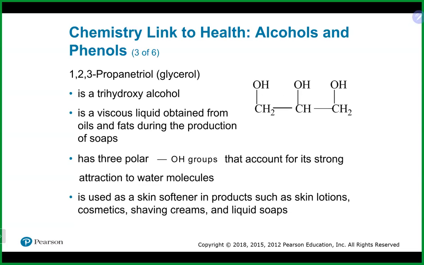Here are some other alcohols. Some alcohols actually have multiple OH groups on them, and this one has 3 OH groups, and that will have an effect on the alcohol's ability to interact with things like water.